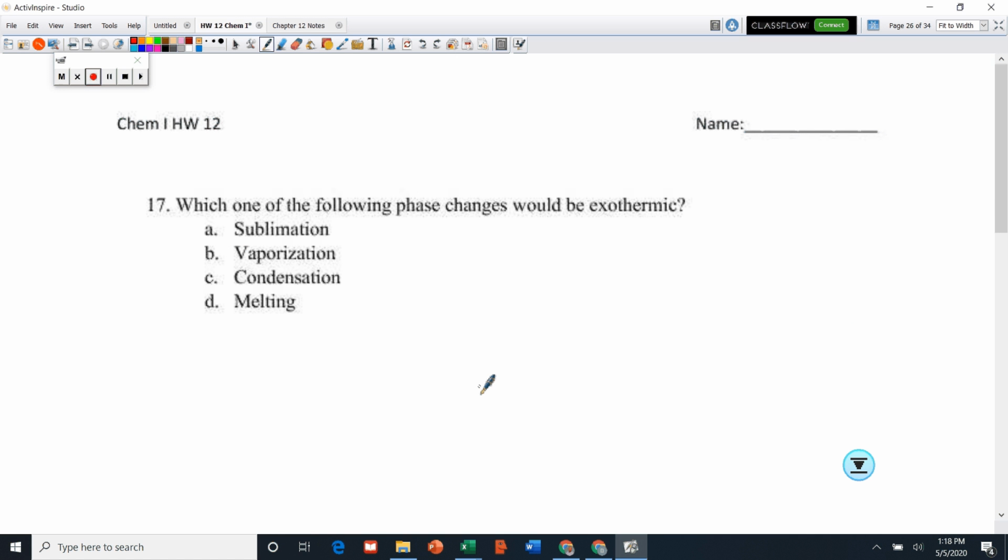All right, which of the following phase changes would be exothermic? All right, so I'm going to stop here. This is going to be part 3, is where we're going to start here at number 17.